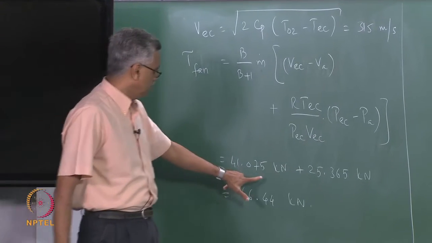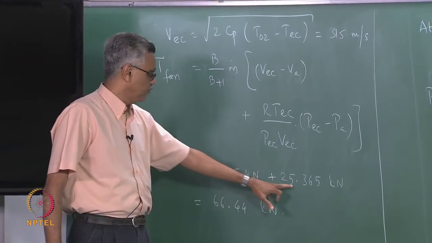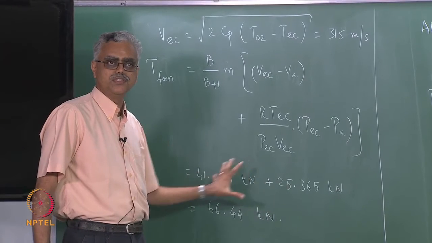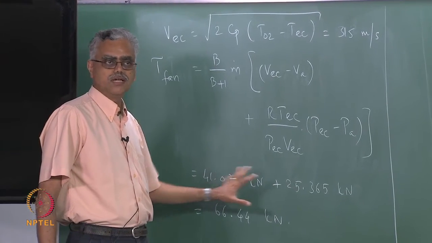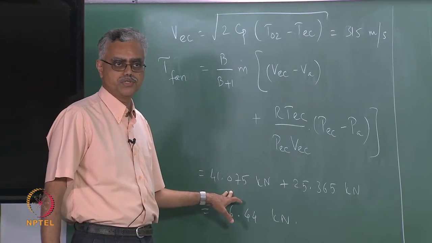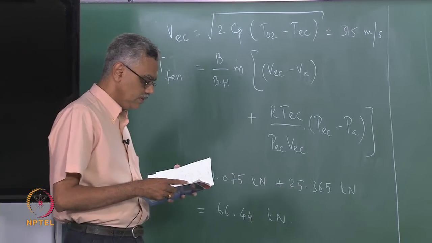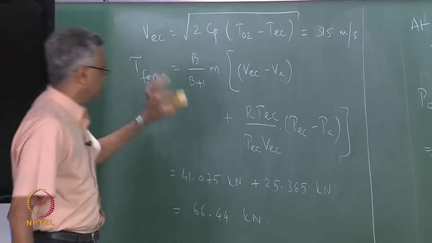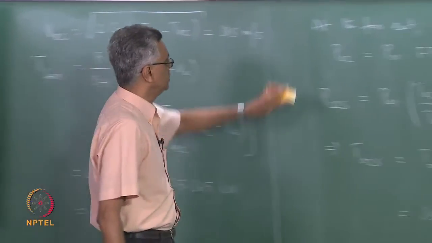Now, notice that the momentum thrust is roughly 2 times the pressure thrust in this case. Under sea level condition, this was completely 0, only the momentum thrust was present. So, that completes the fan stream. We now move on to the core engine stream.